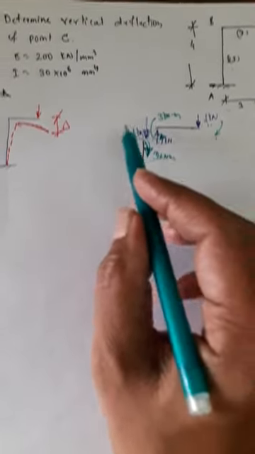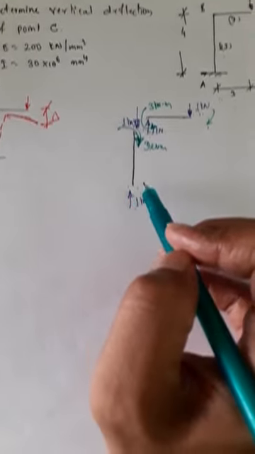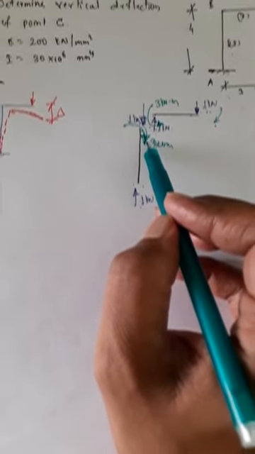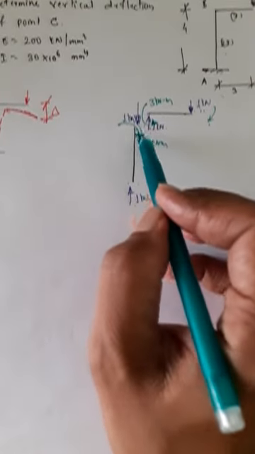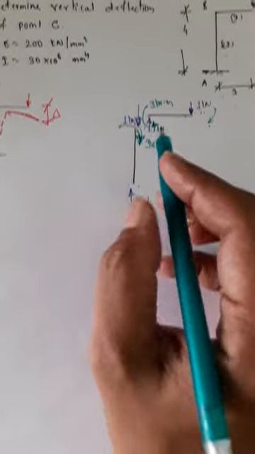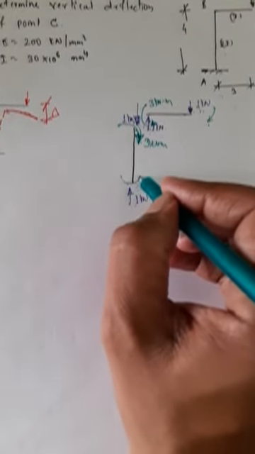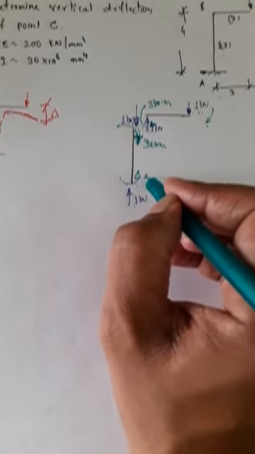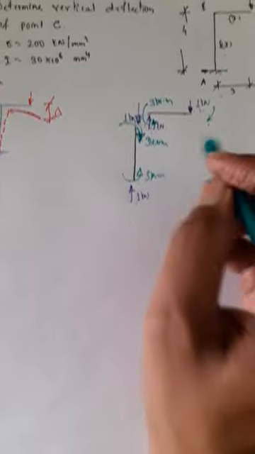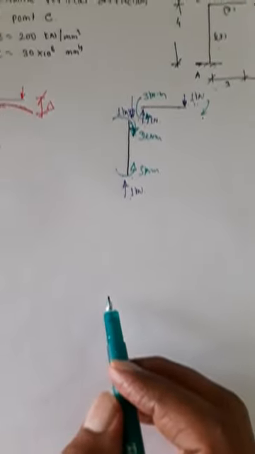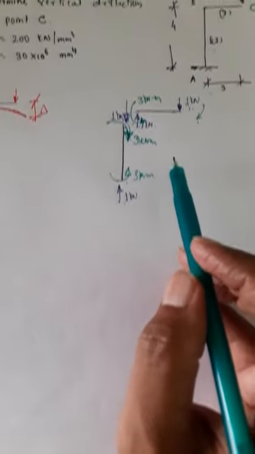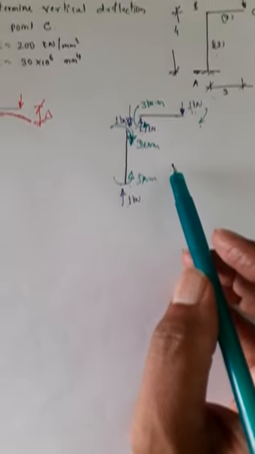Now consider the section AB. At this end, 3 kilonewton meter is acting clockwise. Apply 3 kilonewton meters anti-clockwise. Now this frame is in equilibrium for point load as well as for bending moments.